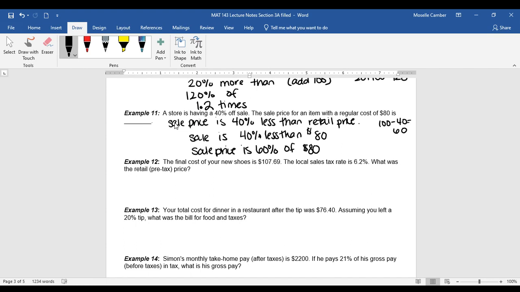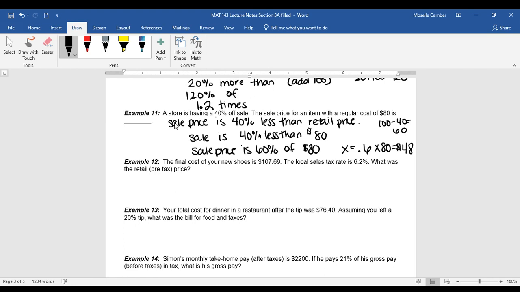So again, if you're going to take this as part of a whole, you have x over 80 equals 60%. Or if you just translate from English to math, you have the sale price, which is what we don't know, is in math means equals 60% as a decimal is 0.6. Of in math is multiplication, and then 80. So your sale price is 0.6 times 80, which is $48.